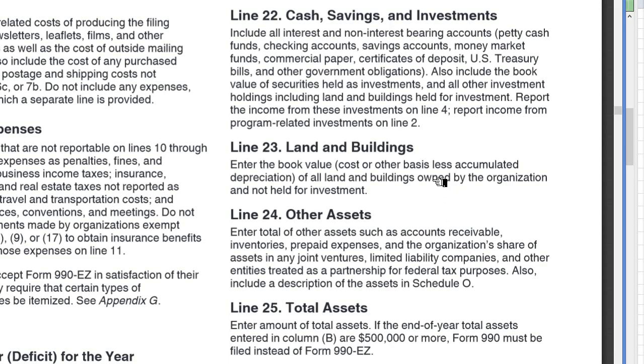So if you put your computers and printers and things on land and buildings, are you going to get a penalty or something? No, you're not. It's not going to be a big deal. But most likely it's going to go down here on line 24, other assets. Okay, I just wanted to discuss that in the video.